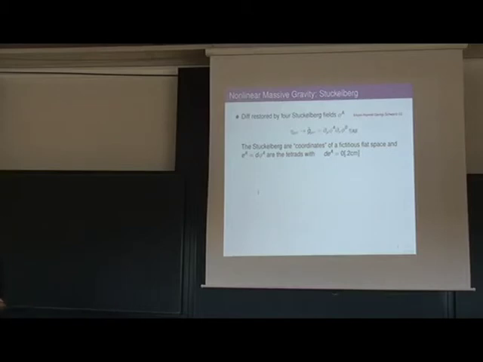Well, one way to construct, as I said, the metric is just to use the Stuckelberg formalism. You can interpret this field as a coordinate in a fictitious flat space, and then these are essentially giving you the embedding of this flat space in spacetime. They are just kind of coordinates, okay? And so in a sense, this metric is not dynamic.